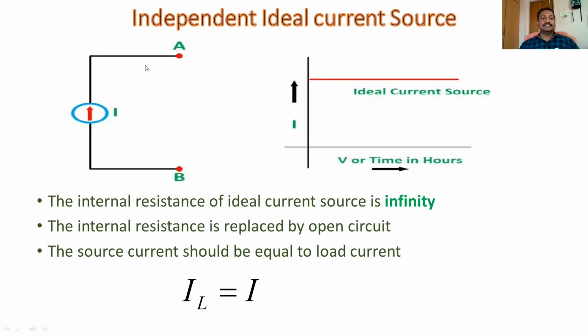A practical current source should contain internal resistance here. In the earlier slide, we have seen what the internal resistance is. Why are we removing this internal resistance? Because the internal resistance of an ideal current source is infinity. So we are replacing that internal resistance by an open circuit. Therefore, the source current should be equal to the load current. IL is equal to I. So this is the representation of an ideal current source.